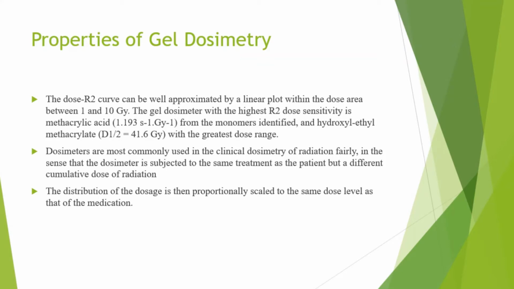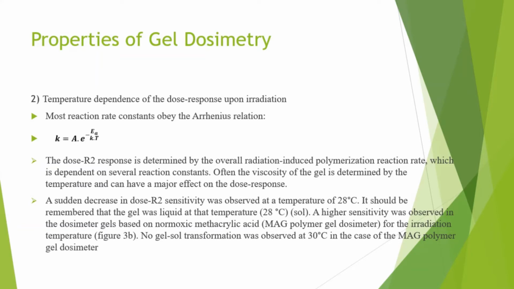And then dosimeters are commonly used in clinical dosimetry for radiation treatment and for accumulative dose radiation. The distribution of dosage is proportionally scaled by the same dose level as the medication. The number two property is the time dependence of the dose response radiation.